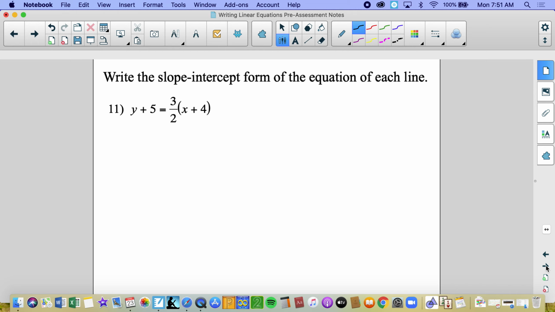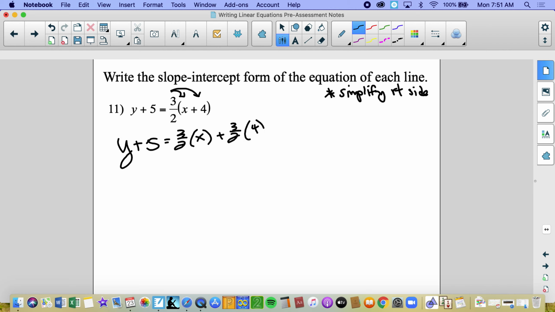Now it's given to us in point slope form. So we have to do a little bit more work before we move. So first thing is simplify the right side. So we have to distribute that 3/2. Y plus 5 equals 3/2 times x plus 3/2 times 4. So y plus 5 equals 3 halves times x is 3 halves x.